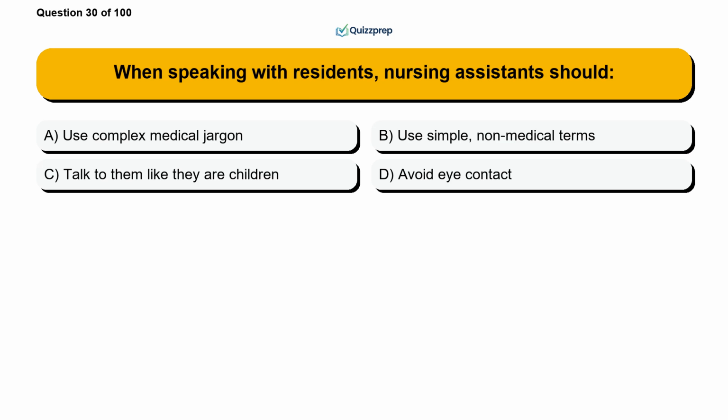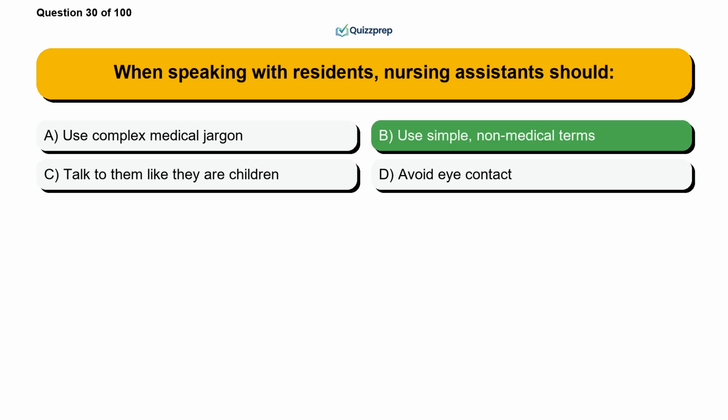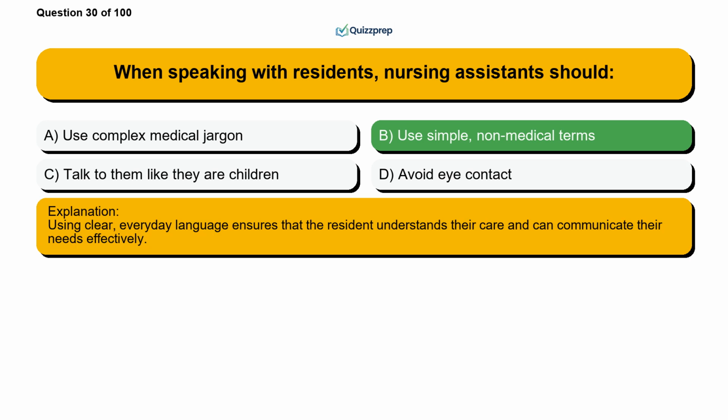Question 30. When speaking with residents, nursing assistants should: Option A, use complex medical jargon. Option B, use simple, non-medical terms. Option C, talk to them like they are children. Option D, avoid eye contact. The correct answer is option B, use simple, non-medical terms. Using clear, everyday language ensures that the resident understands their care and can communicate their needs effectively.